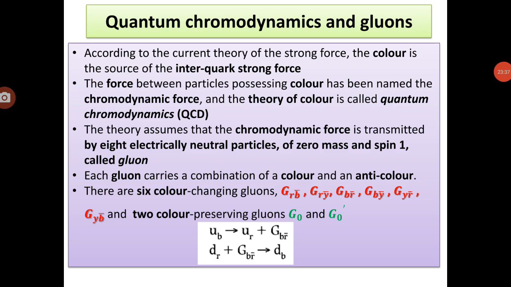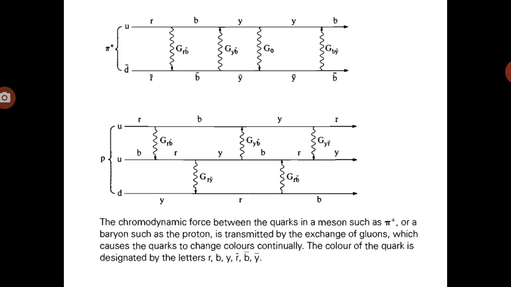So the transmission of the chromodynamic force by exchanging gluons causes the quarks in the hadron to change color continually. One example I will show here: take a pi plus meson, which has quarks U and D bar, with the U having red color and D bar having anti-red color. Now by exchange of a gluon G_RB bar, the red colored U becomes a blue colored U, and the anti-red colored D bar becomes an anti-blue colored D bar.